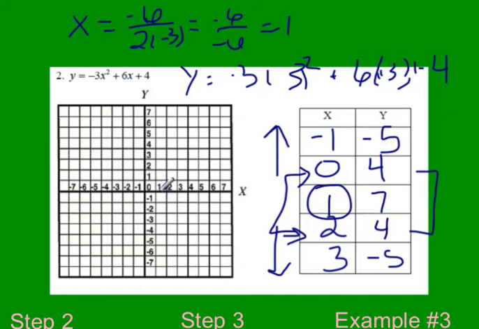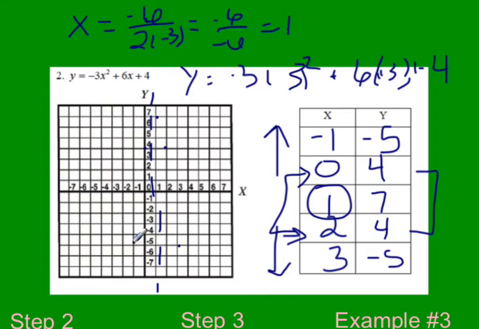So my vertex is going over 1 and up 7. I'm going to plot that point, and through that point I'm going to draw a dashed line. That dashed line is going to represent my axis of symmetry. Then I'm going over 0 and up 4. I'm also going over 2 and up 4. And then I'm going right 3 and down 5, and left 1 and down 5.